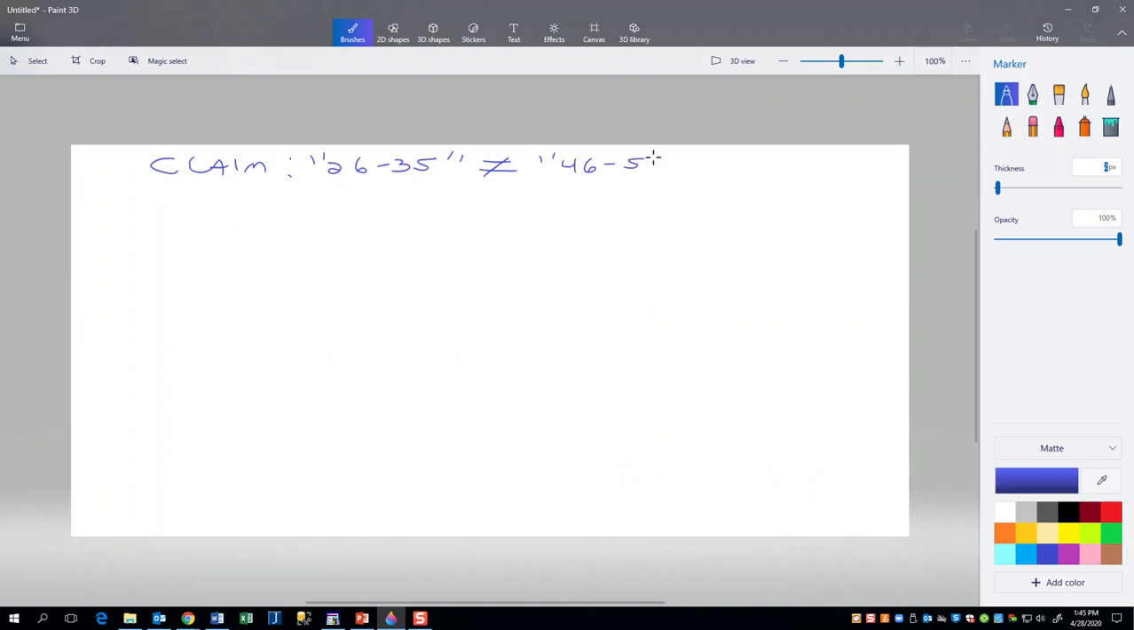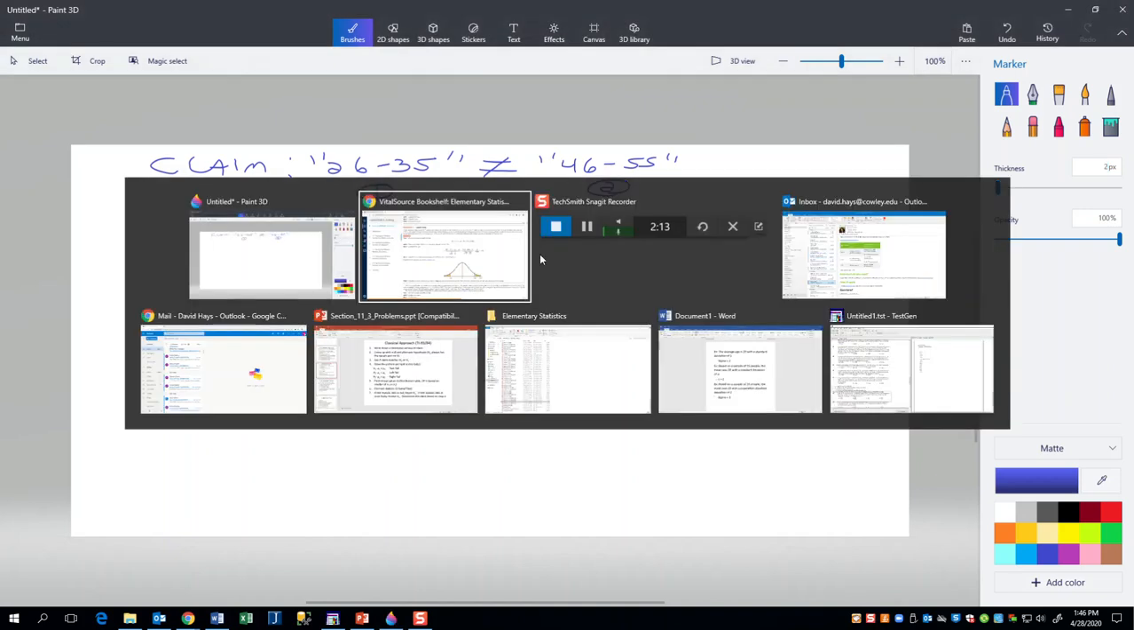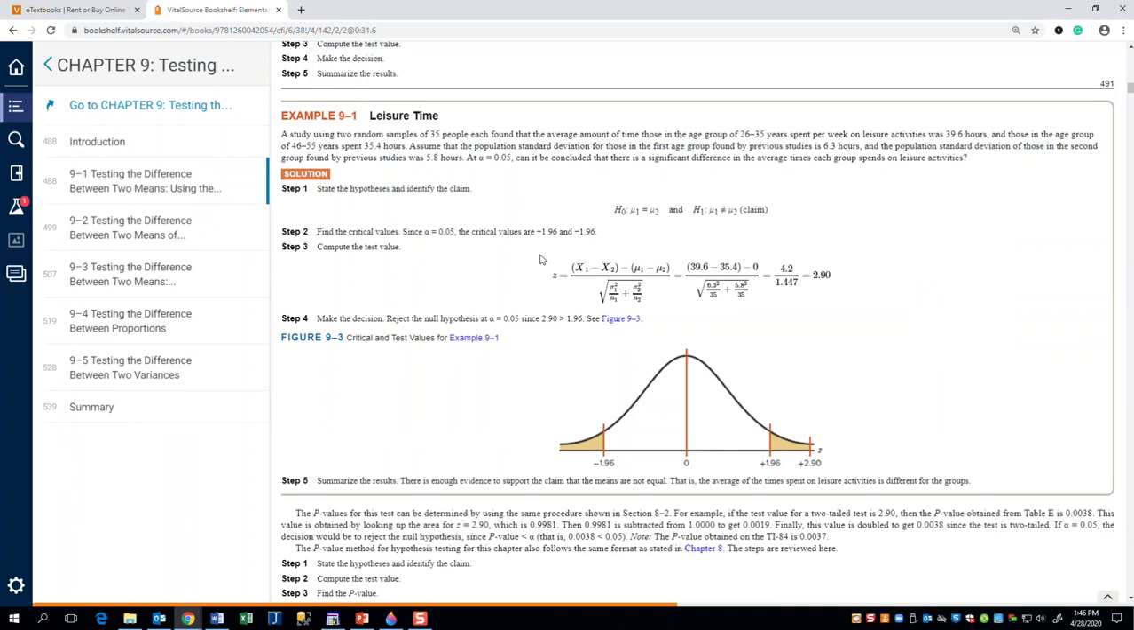Your first reading of a problem should be to identify your claim. And then, unless it tells you differently, you can assume that this is your first population, first sample, and this is your second population, second sample. That's going to become important. Now, for this problem, I'll read a little closer now.